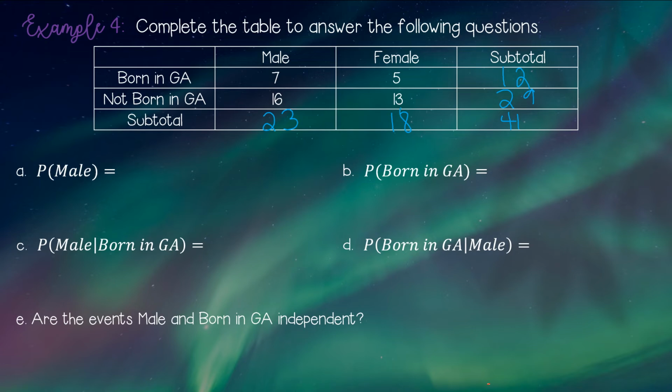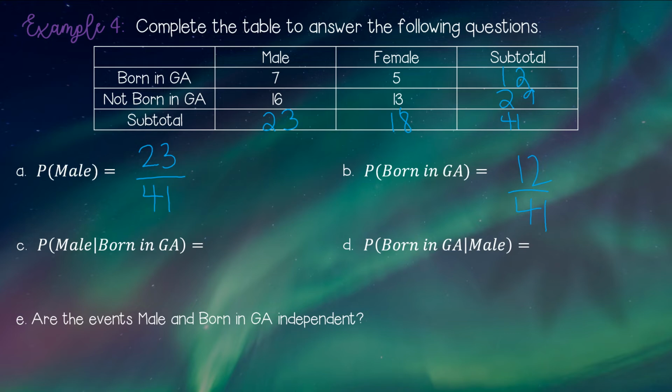Good. All right, so probability of male. Well, how many males are there? There's 23 out of 41. That does not simplify. Born in Georgia. All right, born in Georgia, there are 12 out of 41. Okay, so now we're going to find the probability of male given that they were born in Georgia.